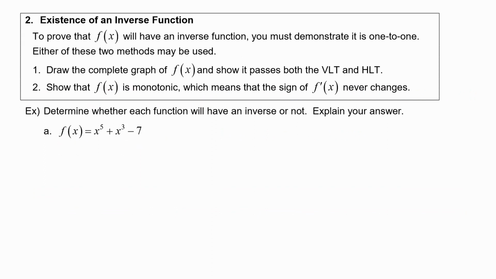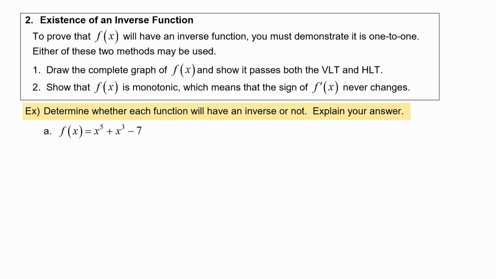Next, we learn how to prove the existence of an inverse function. To prove that f of x will have an inverse function, you must demonstrate that it is one-to-one. Either of these two methods may be used. First, draw the complete graph of f of x and show that it passes both the vertical line test and the horizontal line test. Second, show that f is monotonic, which means that the sign of f prime of x never changes. Now, of these two methods, the second method is usually faster because drawing the complete graph of f of x, as you know, can take a long time.